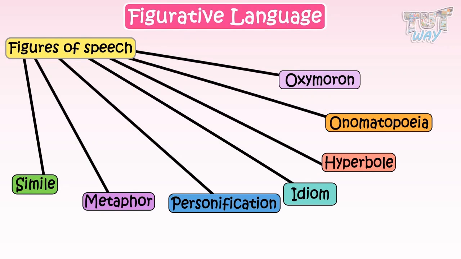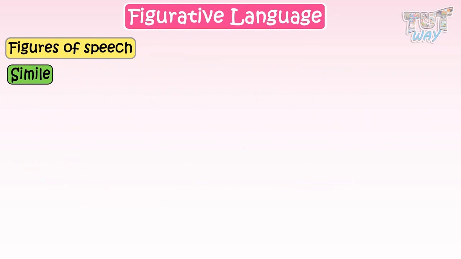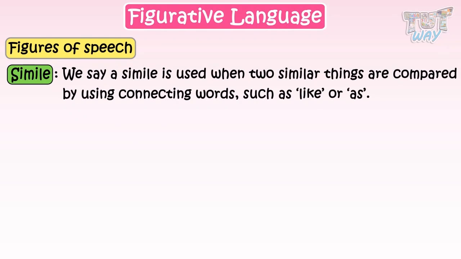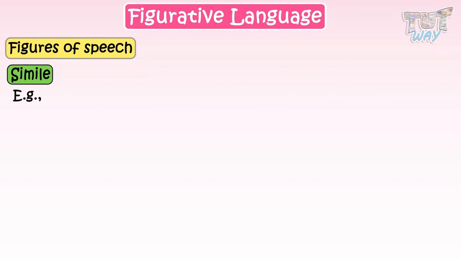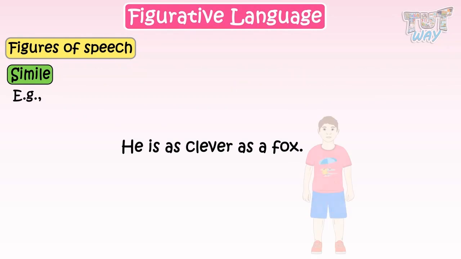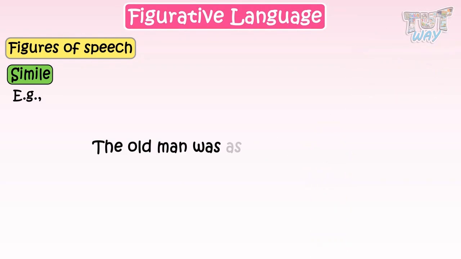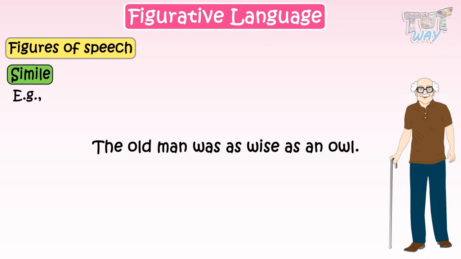First one is simile. We say a simile is used when two similar things are compared by using connecting words such as like or as. Example: he is as clever as a fox. Here, a boy is compared to a fox. The old man was as wise as an owl. Here, an old man is being compared to an owl.